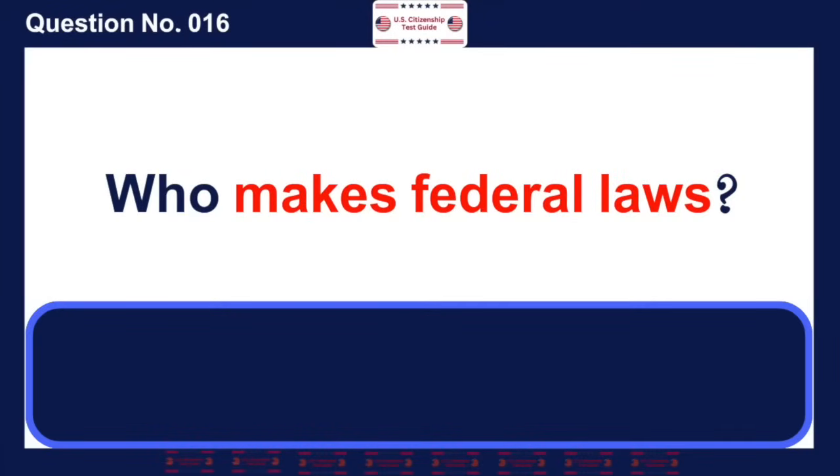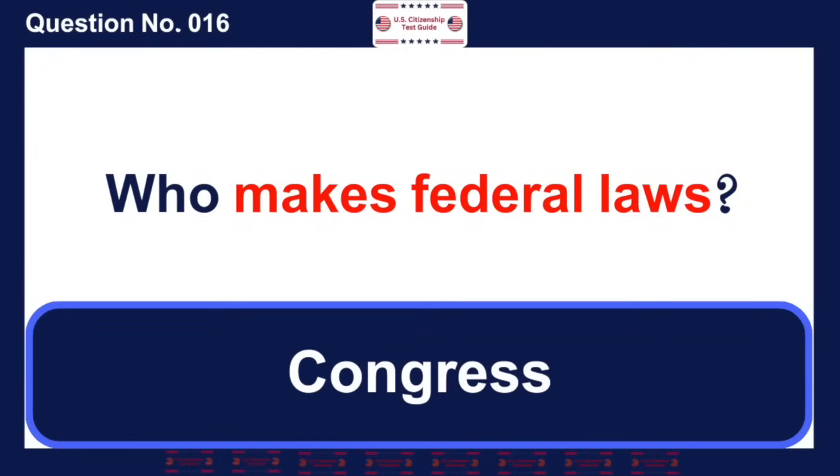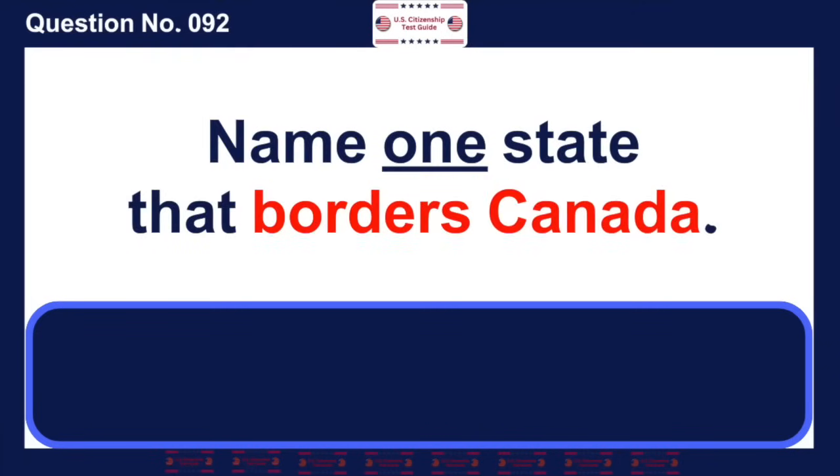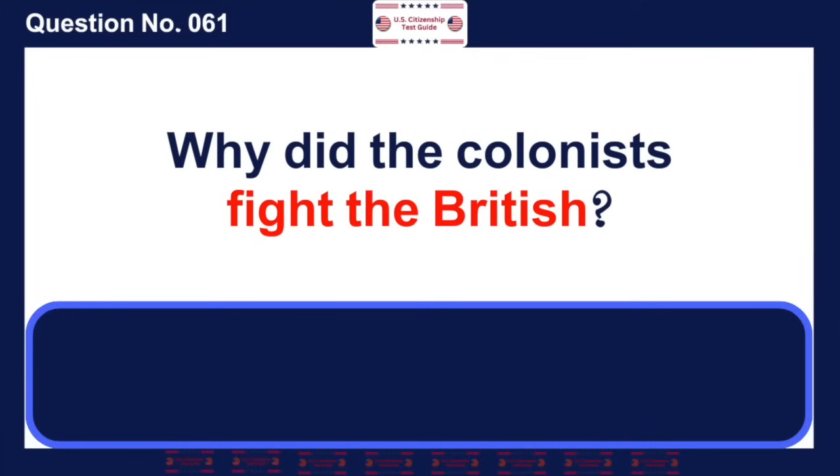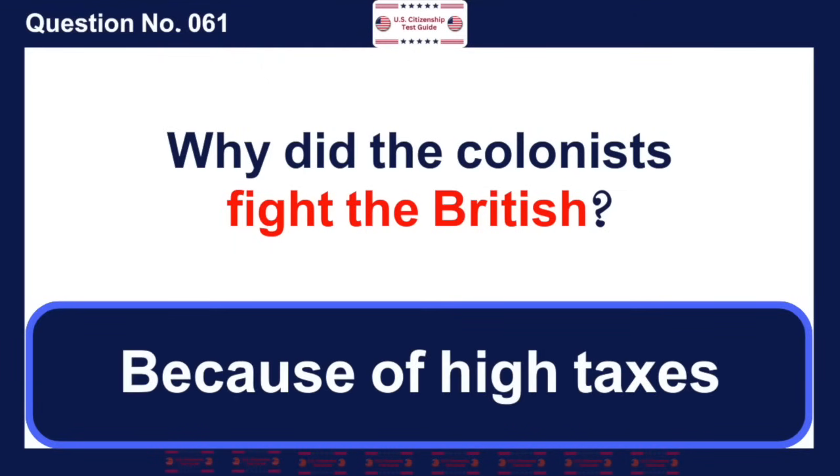Who makes federal laws? Congress. Name one state that borders Canada. New York. Why did the colonists fight the British? Because of high taxes.